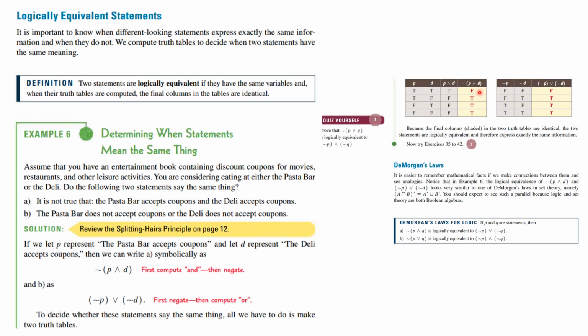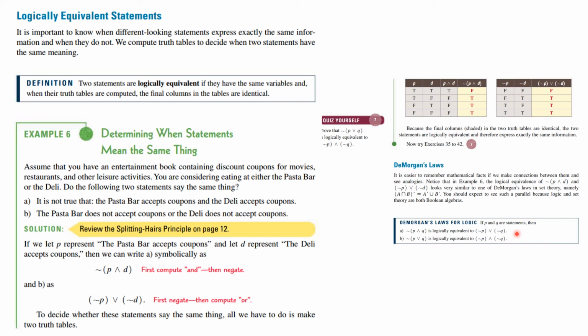But notice that the final truth column for the same assignment of variables here is going to be false, true, true, true, false, true, true, true. That means those 2 statements are logically equivalent. In fact, we have a theorem that is called De Morgan's laws. And De Morgan's law says that negation, parentheses, P and Q, is logically equivalent to negation P or negation Q.